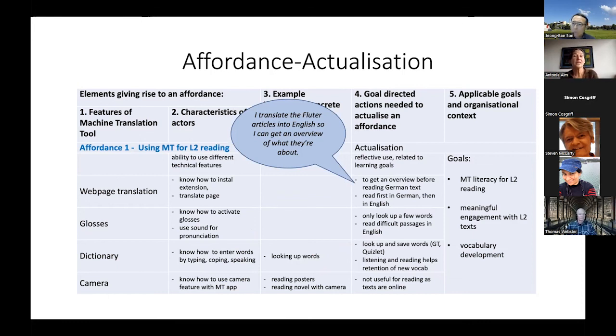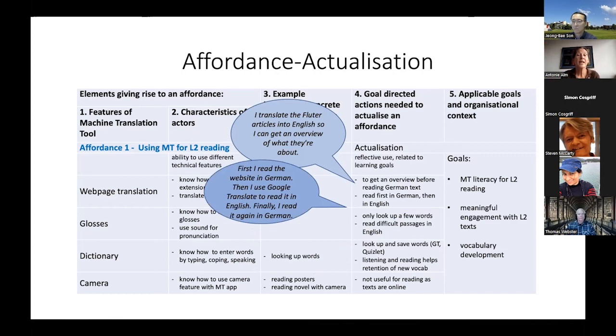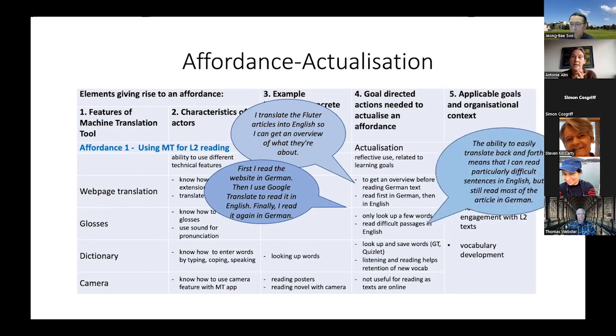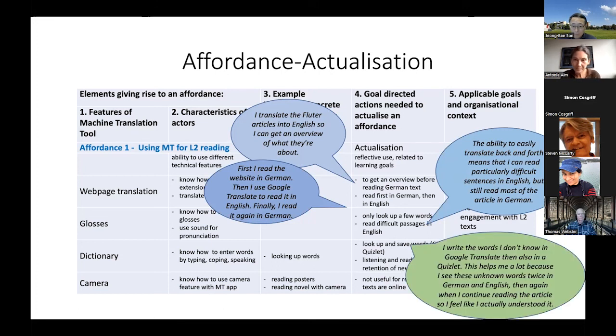One student says, I translate the article into English so I can get an overview. So first in English to know what it's about. Then another student says, I first read the website in German, then in English, and then again in German. So going back and forth, filling up the gaps. Another student takes a bit of a mixed approach. He reads the easy things in German, the hard things in English, and gets an understanding of the text like that.